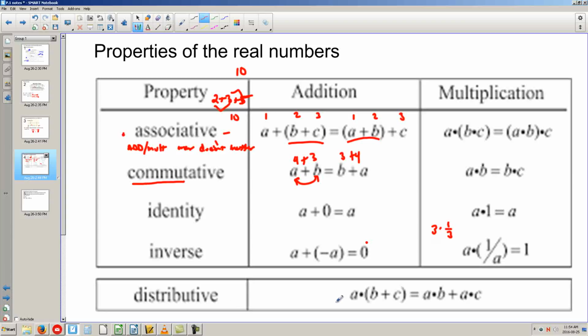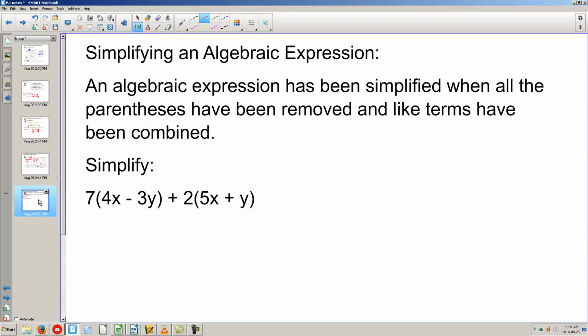And last, you have distributive property. Obviously, we know what distributive property is, and we should be able to tell that we're seeing that A times B and A times C over here. Okay. The last thing we need to look at is just simplifying expressions.